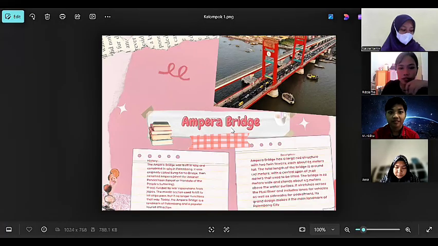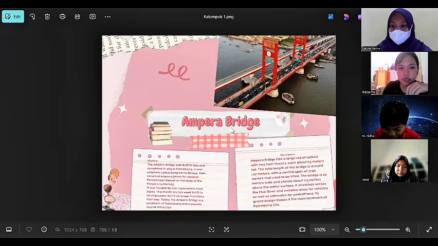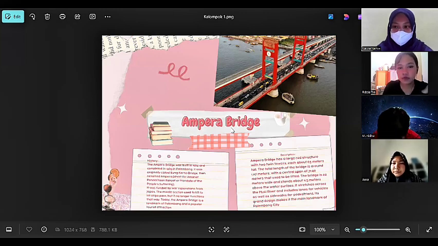Let me discuss about Ampera Bridge. We know that Ampera Bridge is a famous landmark in Palembang, especially in South Sumatra, Indonesia. It was built to connect the two parts of the city that are separated by the Musi River, Seberang Ulu and Seberang Ilir, I mean.